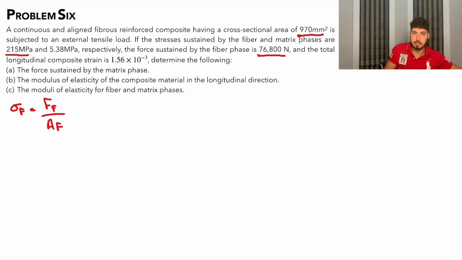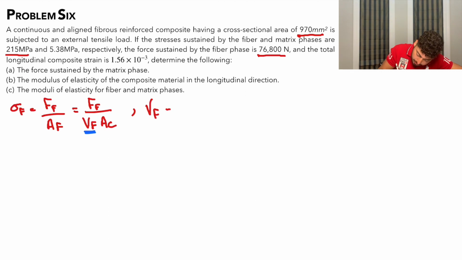But we're not given the area of the fibers. We're given the area of the composite. But we can rewrite this as the force of the fibers divided by the volume fraction of the fibers times the area of the composite. And now you'll notice that we have the volume fraction of the fibers, which is what we're looking for in our equation. So let's rearrange this equation for the volume fraction of the fibers.